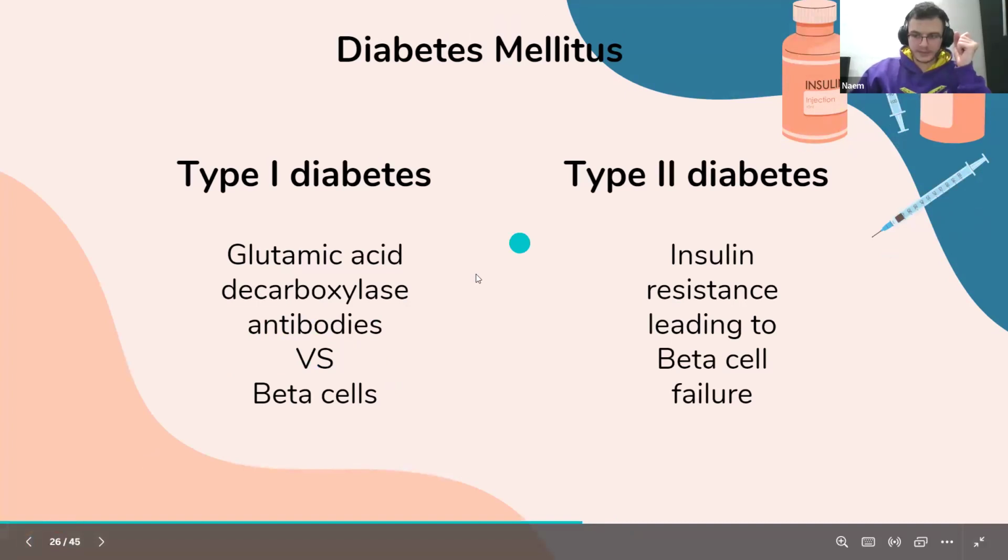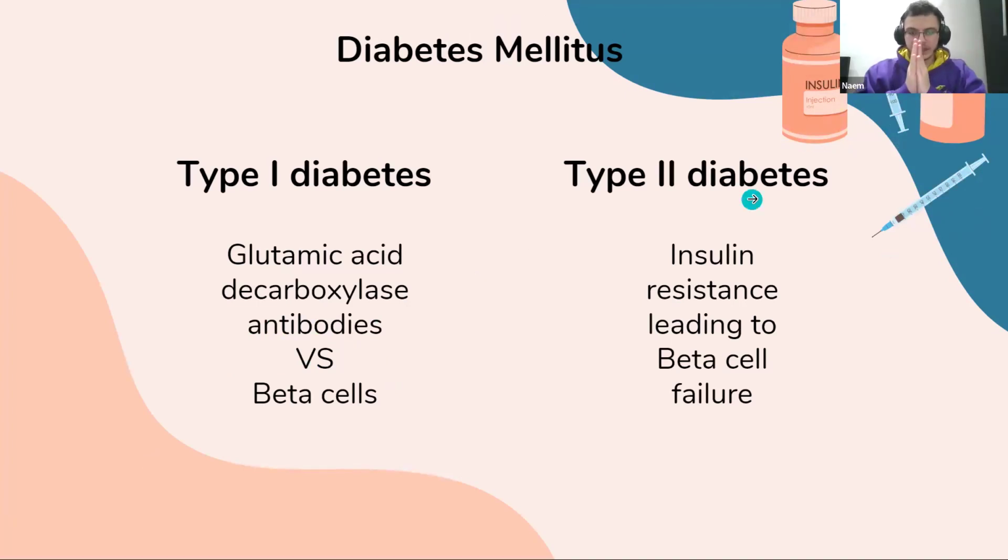Okay, so in type 1 diabetes, remember, we said that you have antibodies that go and bind to beta cells in the pancreas, which leads to the destruction of these beta cells, right? Now, what are these antibodies? They are called glutamic acid decarboxylase antibodies. It's this simple. Autoimmune antibodies from the body itself are going to go and bind to beta cells, attack beta cells, and lead to the destruction of beta cells. So now you don't have beta cells, so you don't have production of insulin. As simple as that.